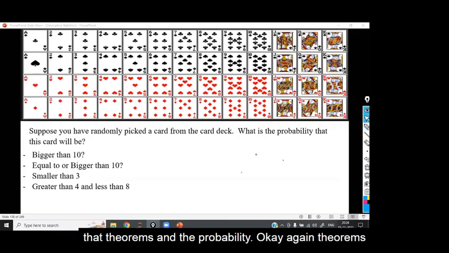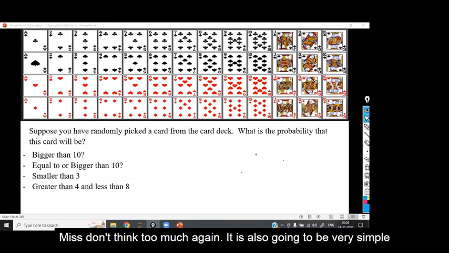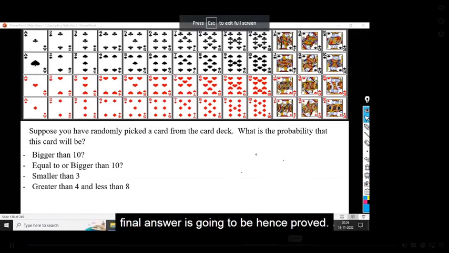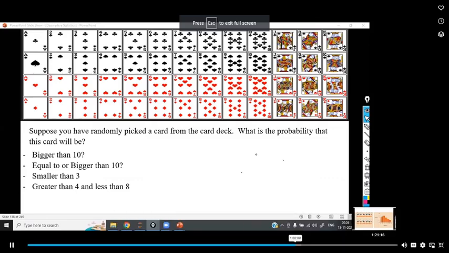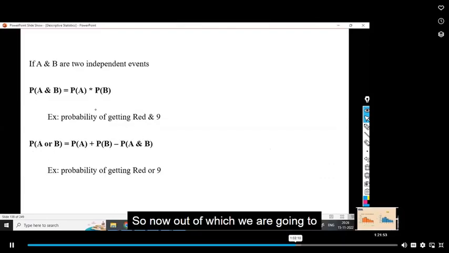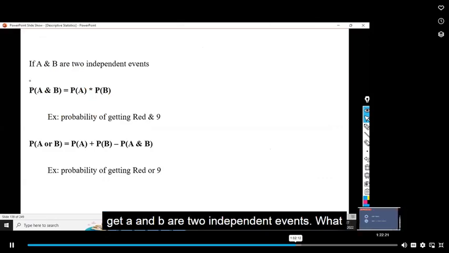Now we'll see the theorems in probability. Again, theorems means don't think too much. It is also going to be very simple. The final answer is going to be "hence proved." Now, A and B are two independent events.